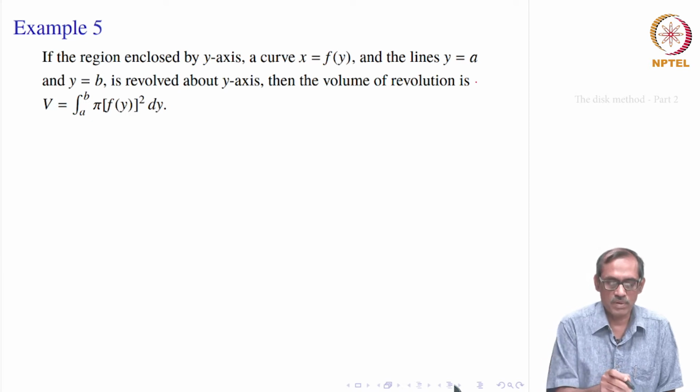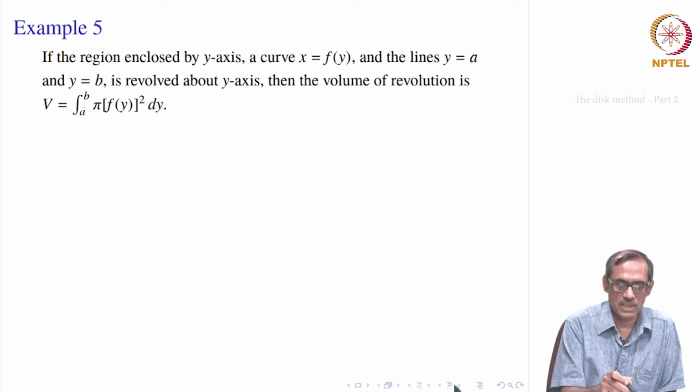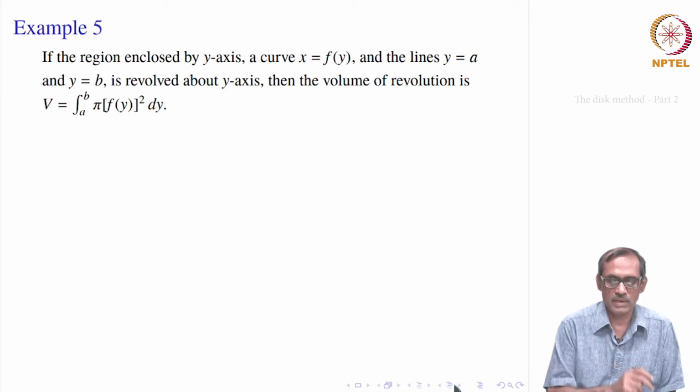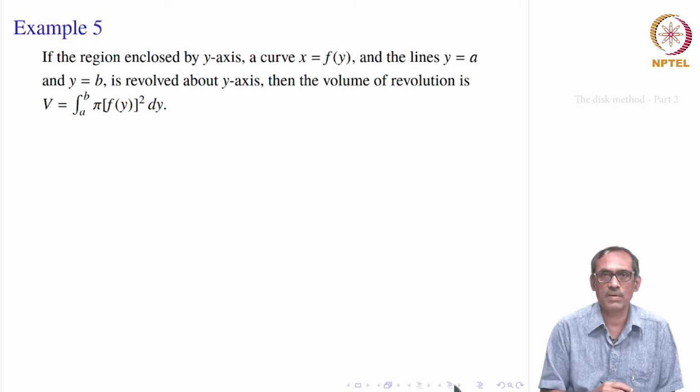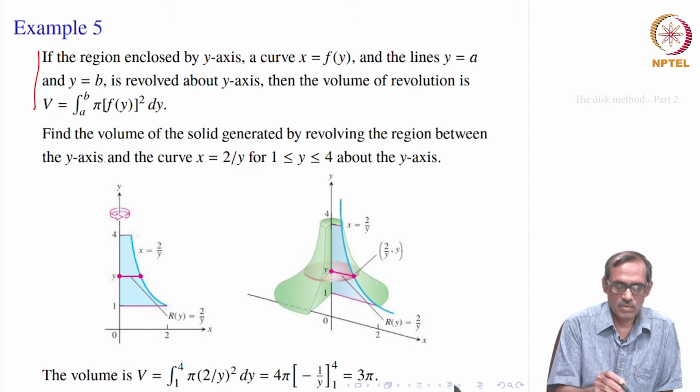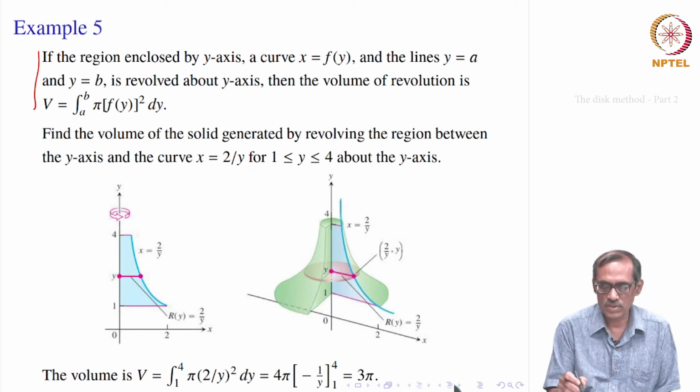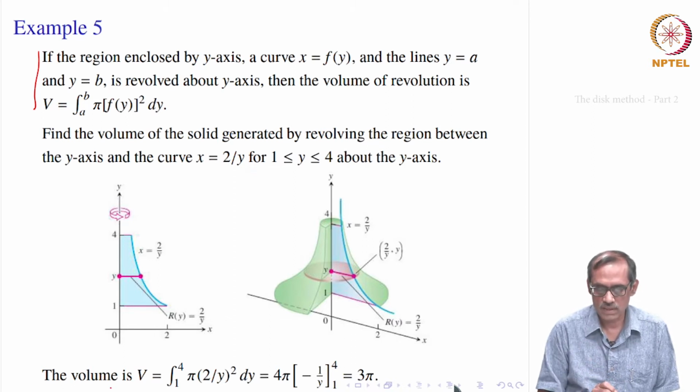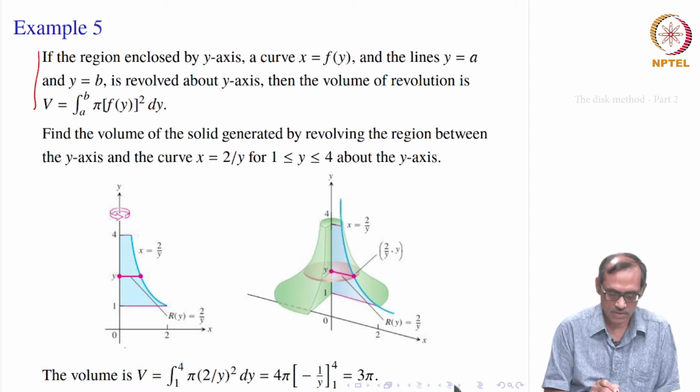Then the volume of revolution has the limits in y, and the disk is pi times f of y square, then dy. So, that is clear from our earlier analysis. Instead of x, we are taking y here. So, by using this, we are going to solve a problem which is revolving around the y axis instead of the x axis. So, now find the volume of the solid generated by revolving the region between the y axis.